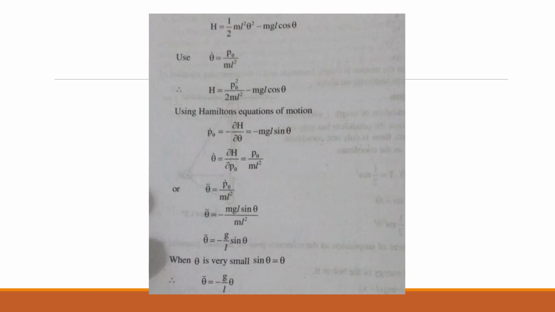Then again differentiating this, theta double dot is equal to p theta dot divided by m L square. What is p theta dot? It is minus mgL sine theta. So theta double dot is minus mgL sine theta by m L square. One of the m cancels, one of the L also cancels. What remains is theta double dot is equal to minus g by L sine theta. This is the equation that we learned for the case of simple harmonic motion, I mean a simple pendulum. That is theta double dot is equal to minus g by L sine theta.